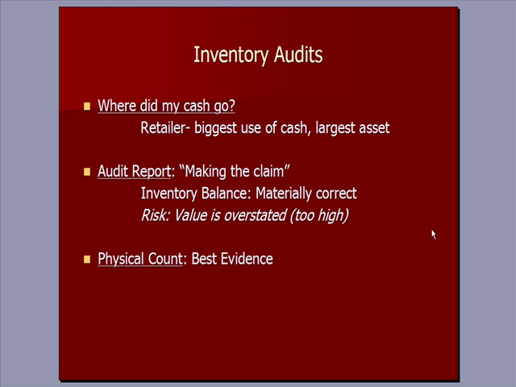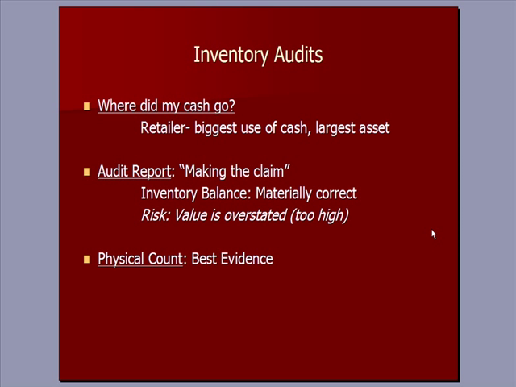And one of the biggest accounts, especially for a retailer, is inventory. The auditor is saying, after doing his test work, that the inventory balance is materially correct. The risk is that the value of the inventory, which is an asset, is overstated, or that the dollar amount of the inventory is too high. That's the risk. There is risk if the auditor overstates the assets, like inventory, and understates the liabilities, like accounts payable. So what's our best evidence?